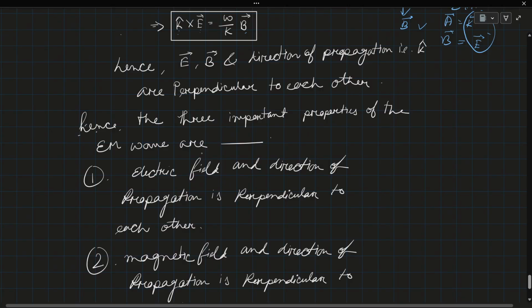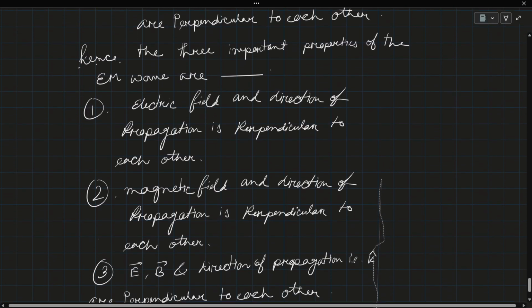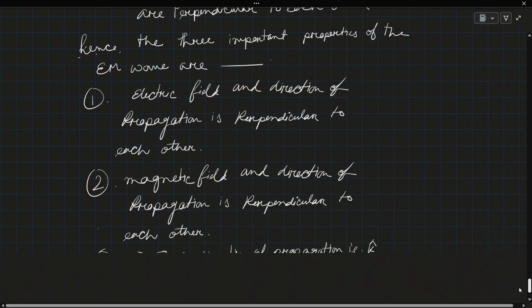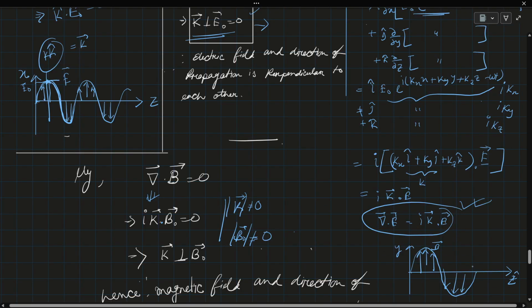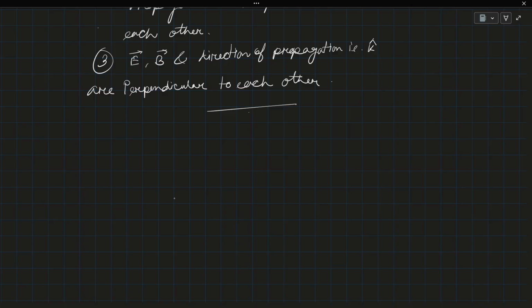So, the three important properties of the electromagnetic wave are: electric field and direction of propagation are perpendicular to each other, magnetic field and direction of propagation are perpendicular to each other, and both e and b and the direction of propagation, that is k, are perpendicular to each other. So now let's say this is the k direction, and in this direction the wave is propagating.